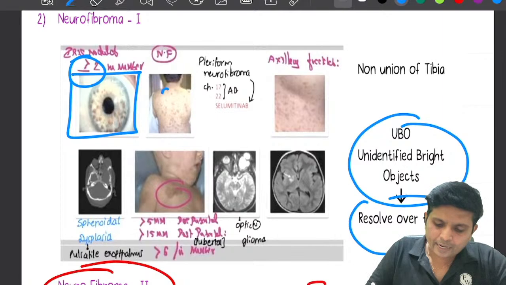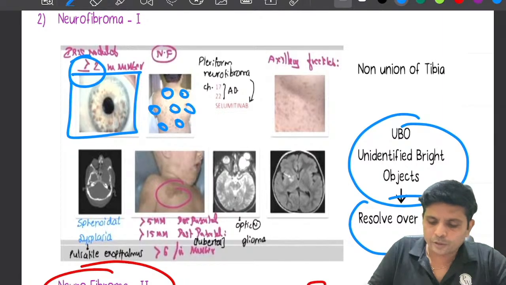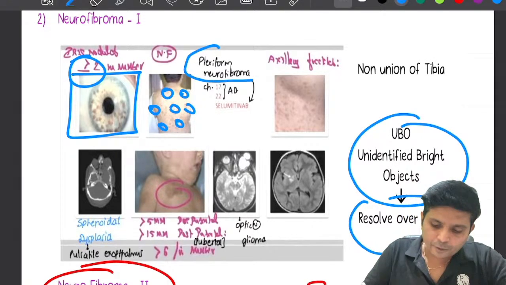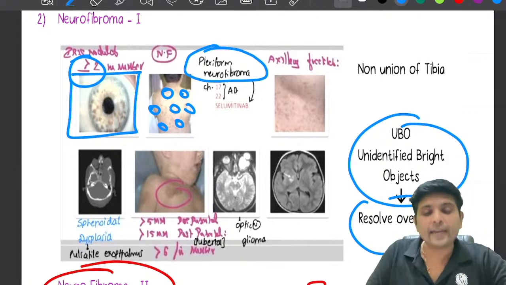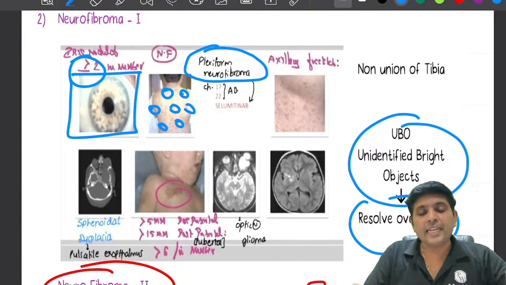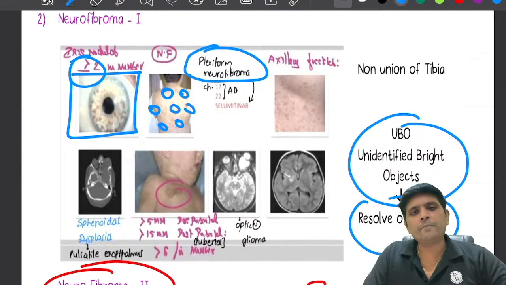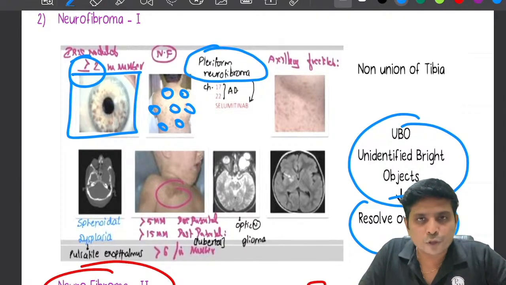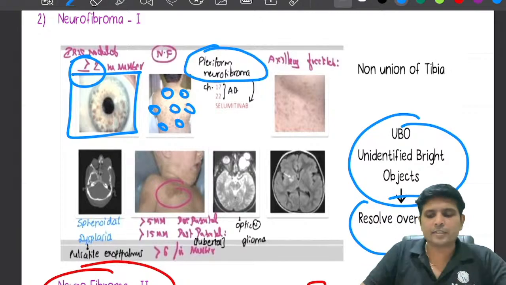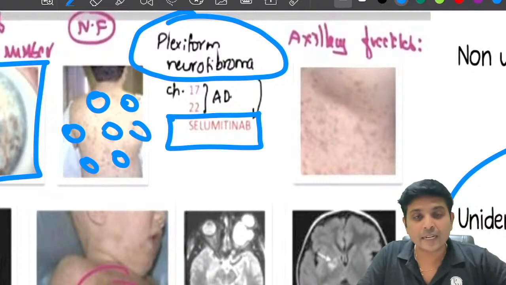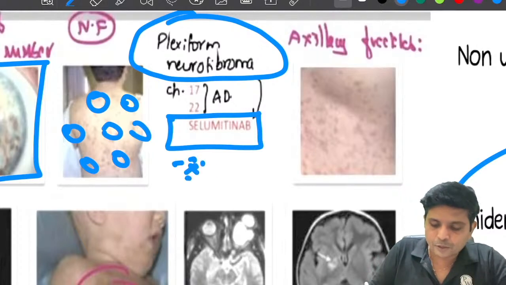Second point, you can have small neural nodules, otherwise known as neurofibroma. Plexiform neurofibroma is characterized by large lesions involving the nerve trunk. There will be abundant growth of those neural tissues. In order to reduce the size of those tissues, you can use the drug called selumetinib, and this is an MCQ.